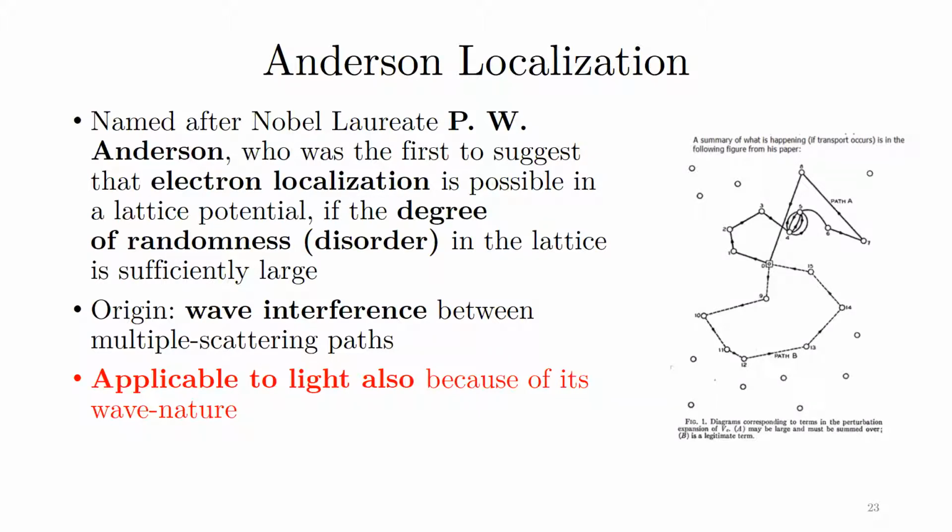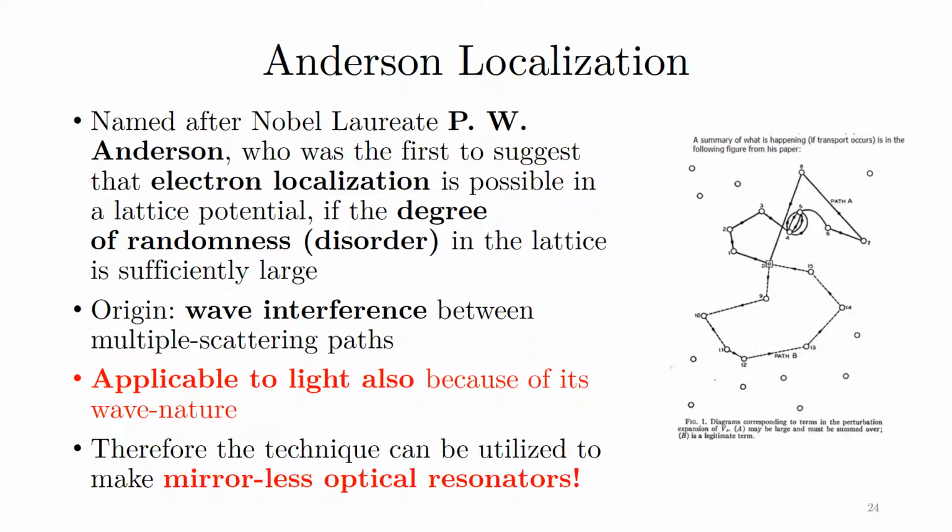Earlier, what we started with was that we wanted to see whether light can propagate in a random system. Instead, what we are seeing is that light is getting trapped in a random system. Now, if we can trap something somewhere, what we can make is a resonator. So that was the idea, that this technique can be used to make mirrorless optical resonators. By mirrorless, I mean there is no mirror, and we are going to make optical resonators.